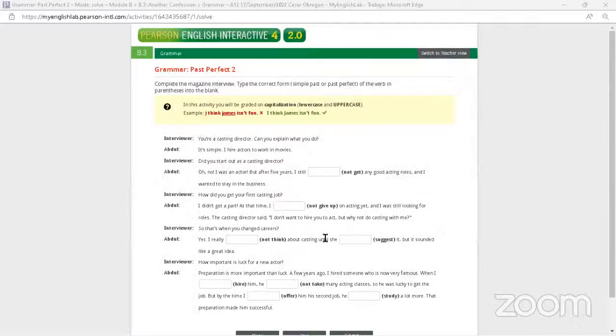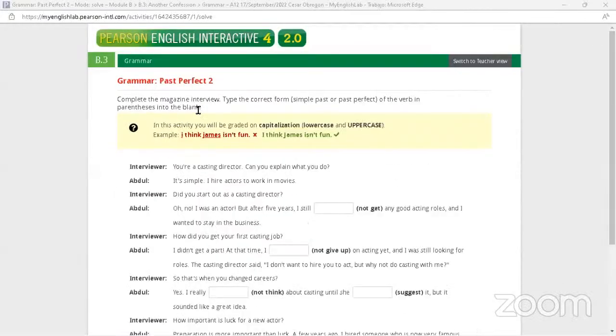Okay, let's do another exercise. Okay, so complete the magazine interview. Type the correct form, simple past or past perfect, of the verb in parentheses into the blank. Okay, so this is a dialogue. You need to write the correct form, simple past or past perfect. Are you ready?